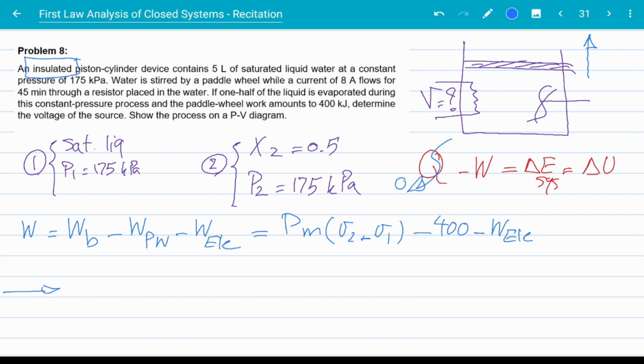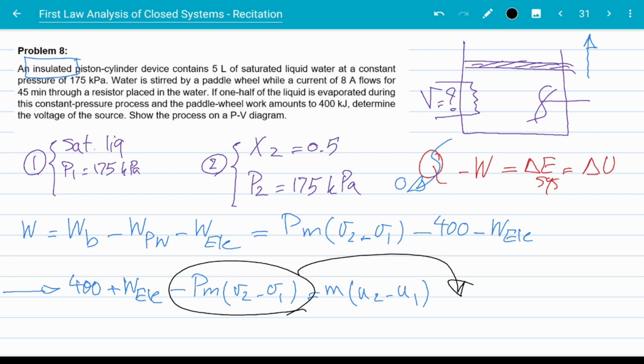Now, if I plug things back into the red problem up there, I get 400 plus the electric work minus P mass (V2 minus V1) is the change of internal energy, which is mass (U2 minus U1). I'm going to play with this equation a little. I'm going to move this to the right-hand side. I get 400 plus the electric work is equal to mass times (U2 plus PV2 minus U1 plus PV1), right?